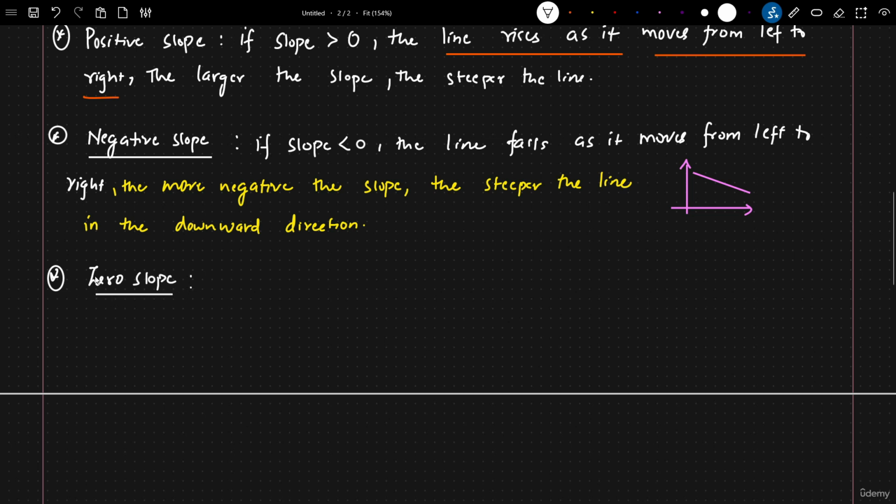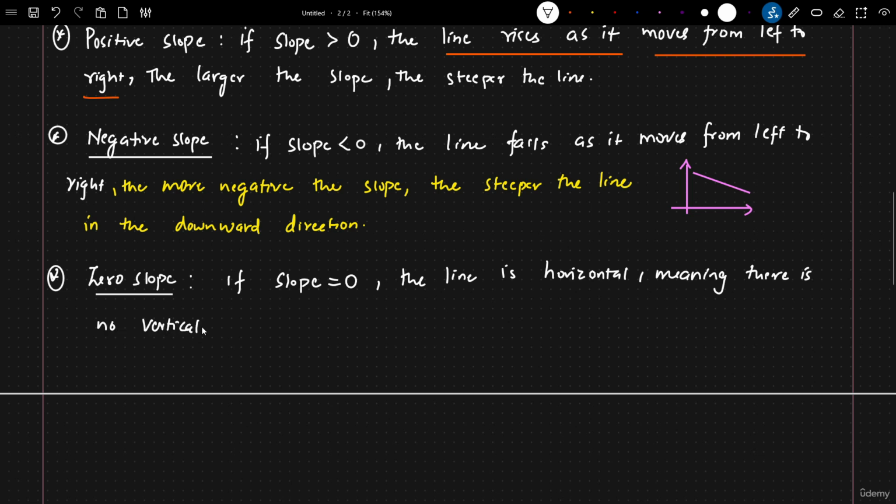And this is really important. You need to understand the zero slope also. If my slope is equal to 0, that basically means the line is horizontal. The line is horizontal, meaning there is no vertical change as the line moves from left to right. This is important.